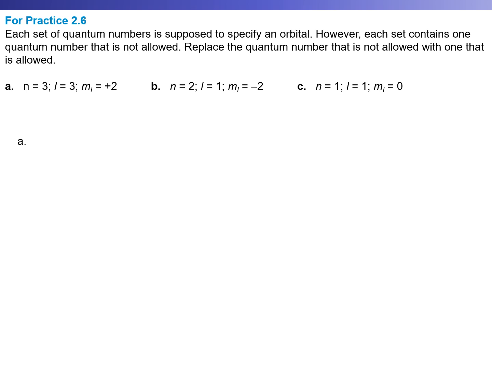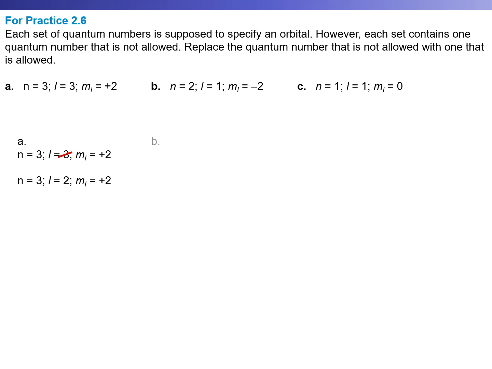So let's look at our first set, set A. Our principal is 3, our angular momentum is 3, and our magnetic number is +2. Well, I can tell you already that this is the issue right here, because the angular momentum is always supposed to be 1 less than the principal. That number cannot be 3, but it can be 2. So the correct answer would be principal 3, angular momentum 2, and magnetic number +2. The rest are adequate values.